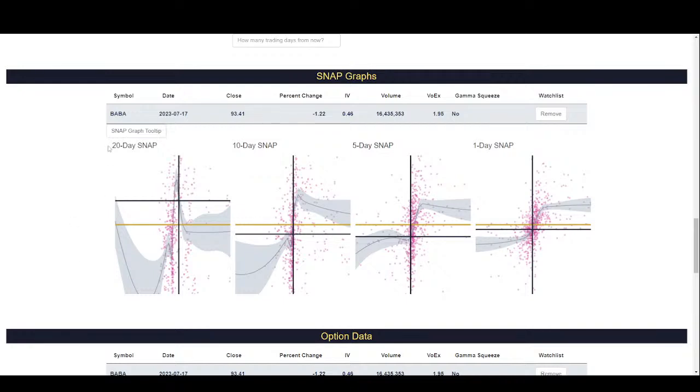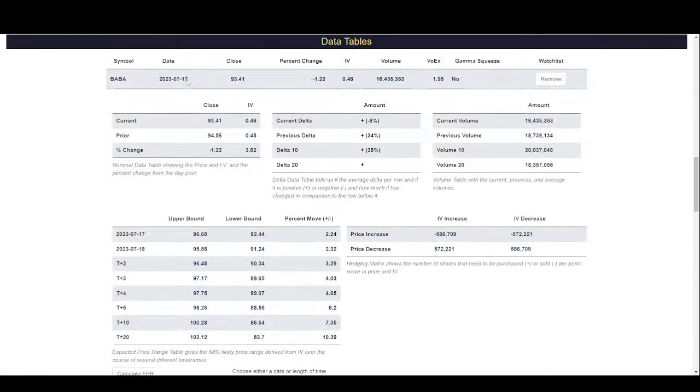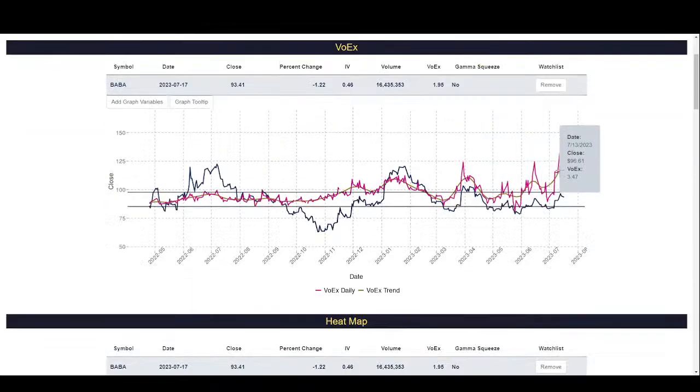Yeah, I mean, the 20-day snap graph is bullish. It seems to be saying that it's bullish because Voex trend is going to be able to remain in the inhibition zone, signaling bullish price action.